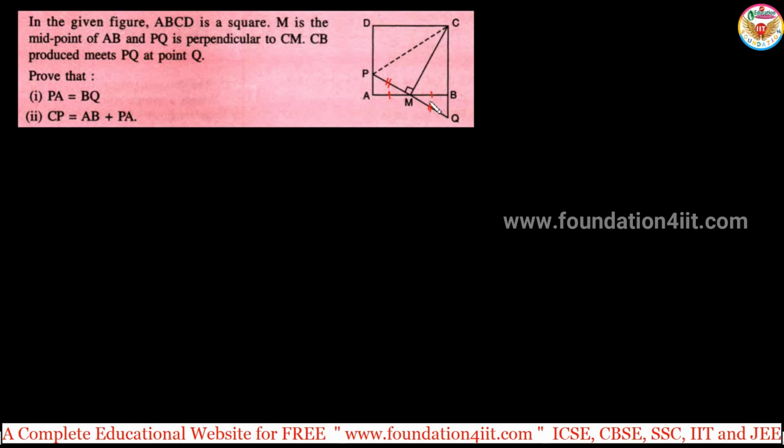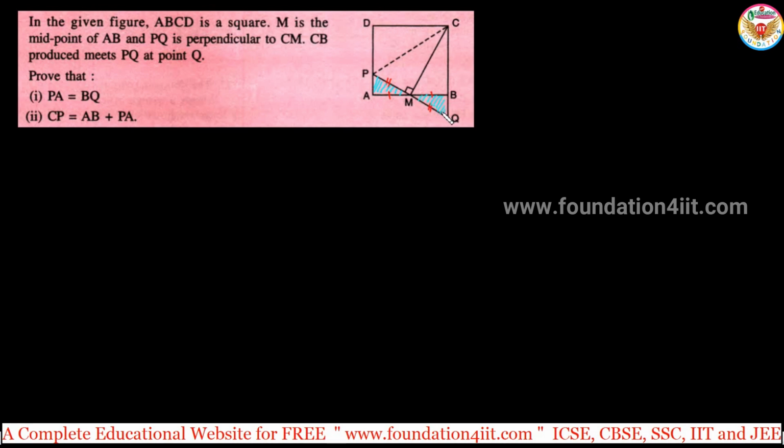M is the midpoint of PQ. So PM is equal to MQ, AM is equal to MB as of now. CB produced meets PQ at a point Q. Prove that PA is equal to BQ. Here is the PA, this is equal to BQ. Prove these two triangles are congruent.